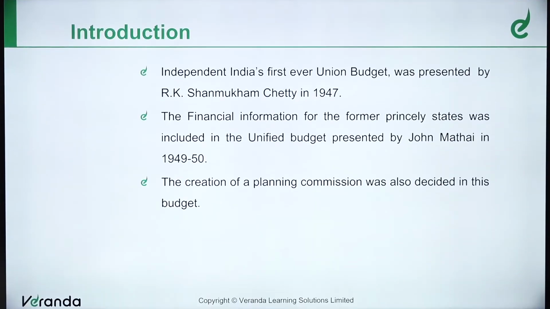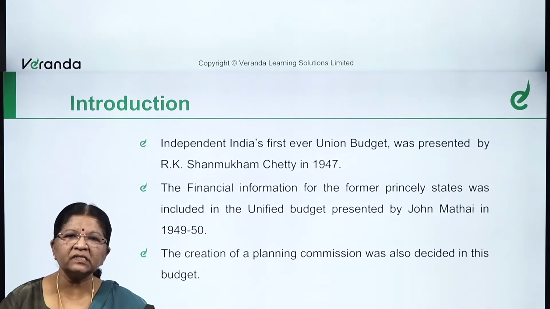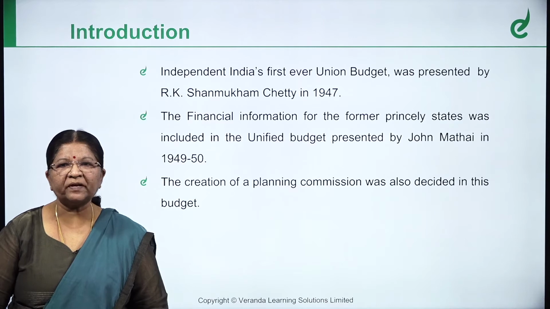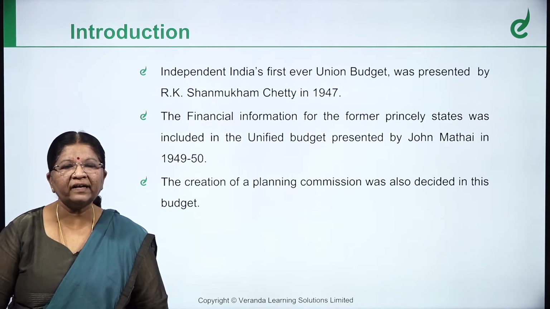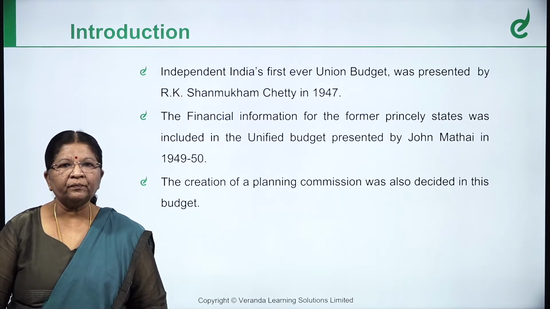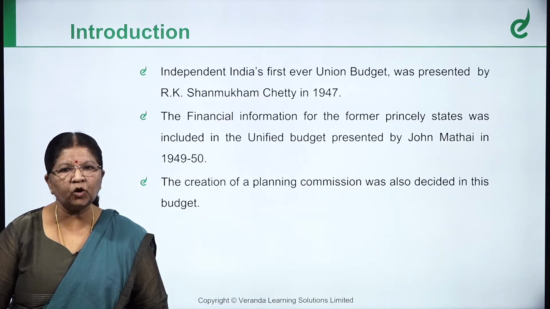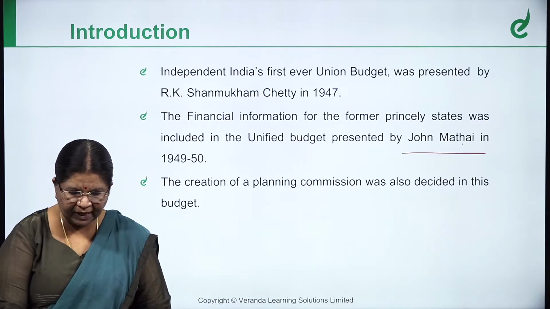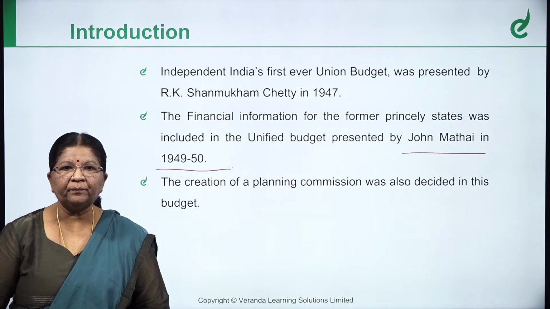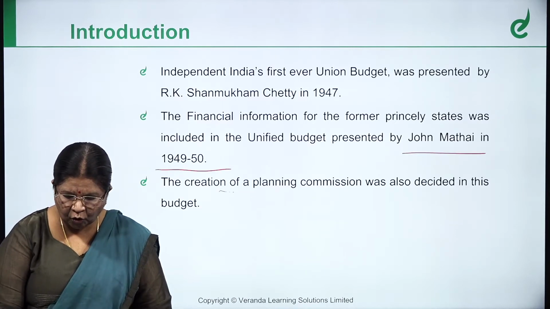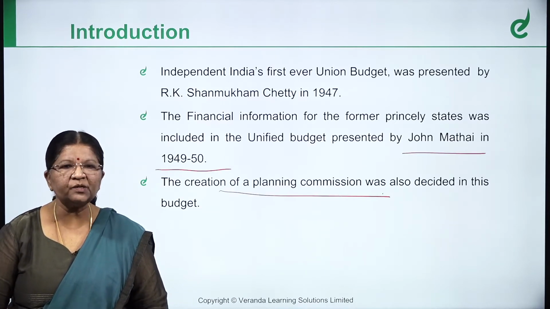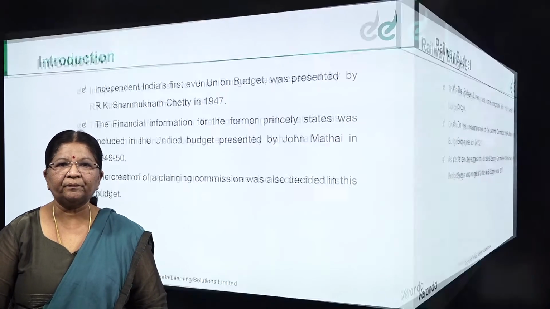Independent India's first ever Union Budget was presented by Minister R.K. Shanmugam Chetty in the year 1947. The financial information for the formerly princely states was also included in the Unified Budget presented by John Mathai in the year 1949-50. The creation of a planning commission was also decided in this budget.